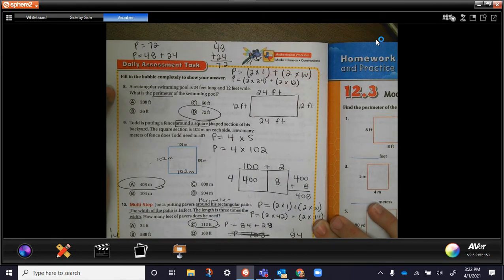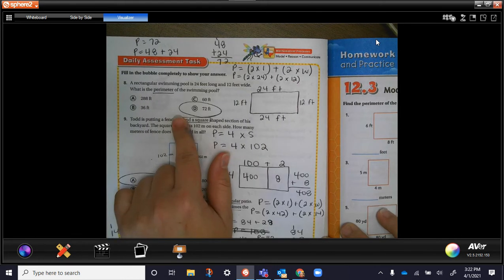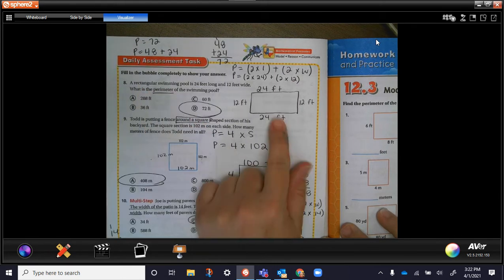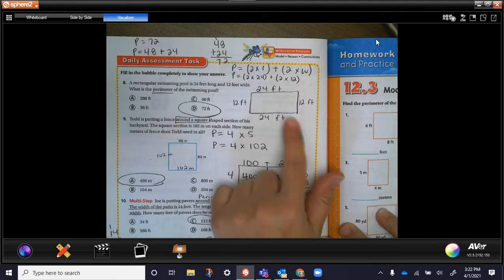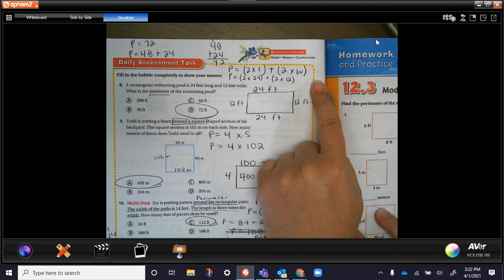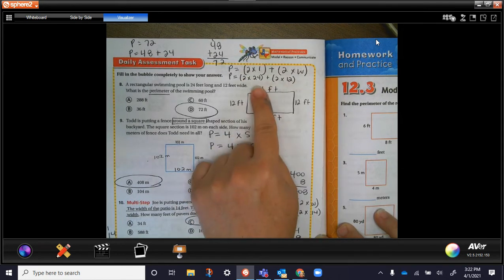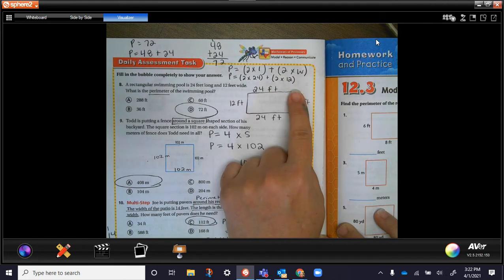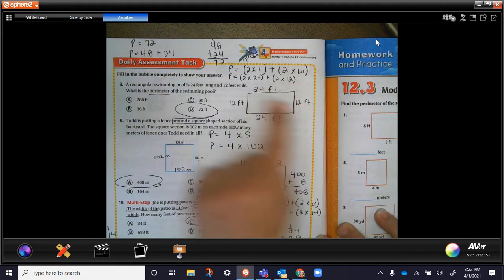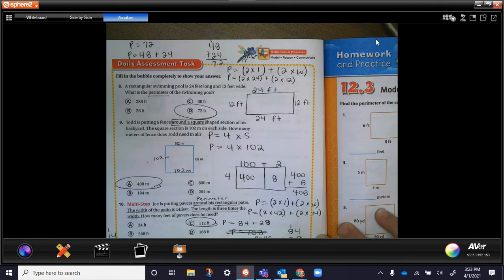The first one is a rectangular swimming pool that is 24 feet long and 12 feet wide. What is the perimeter? Here it didn't give us the rectangular shape, so we drew it in. We added our information in. We used our formula like we've been practicing: 2 times L plus 2 times W. We plugged in the length, we plugged in the width, and then we multiplied and added that up to get our final perimeter.